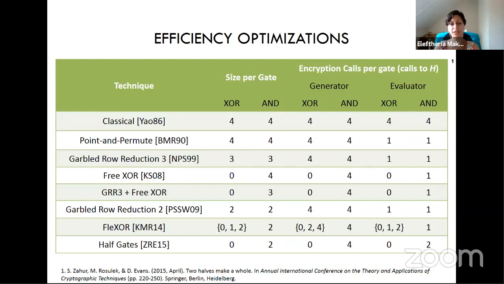And then we have the garbled row reduction to 2, but unfortunately it is not compatible with the free XOR technique. Trying, as I said, to bridge the best of both worlds, we have the FleXOR, where the number of ciphertexts per XOR gate depends on the circuit structure. And finally, we achieve what we wanted in the first place with the garbled row reduction 2, to have both free XOR and only 2 ciphertexts per AND gate.